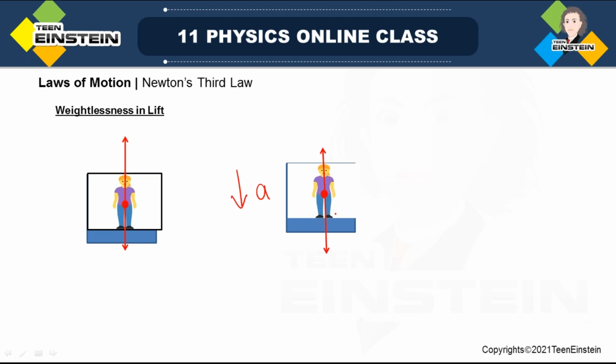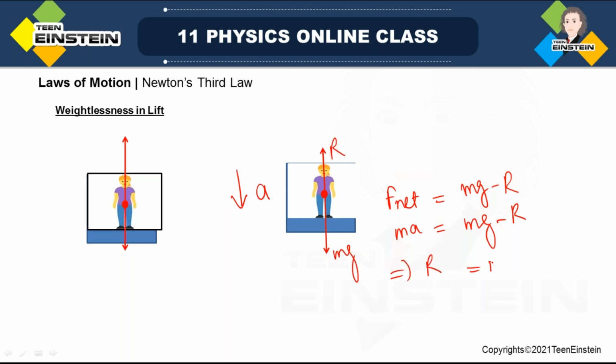Suppose the lift is moving down. As you know, the reaction will be acting upward. Weight is downward. So what is the F net? Without any confusion, mg minus R. This will be F net. So F net can be written as m into a, net acceleration a. So mg minus R equals ma. If you simplify, we have to find out what is R. R is mg minus ma, which is m into g minus a.